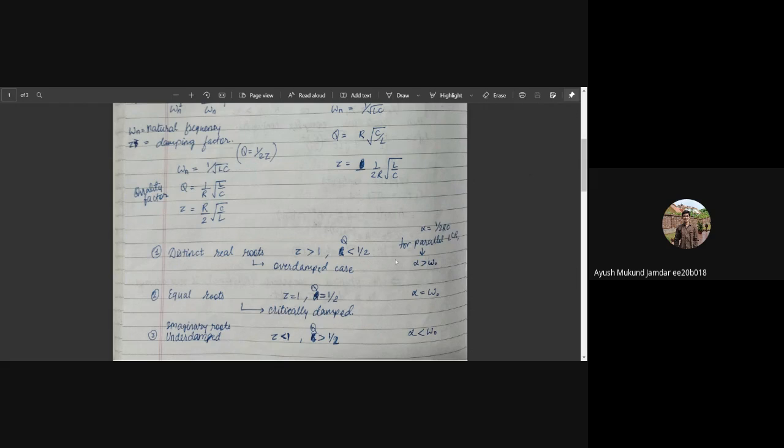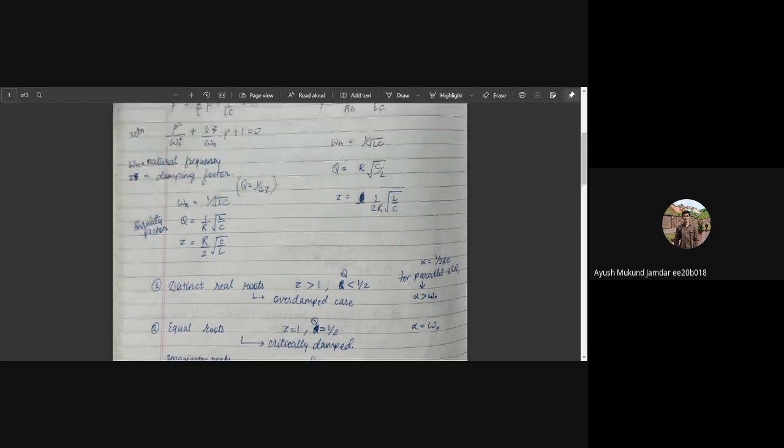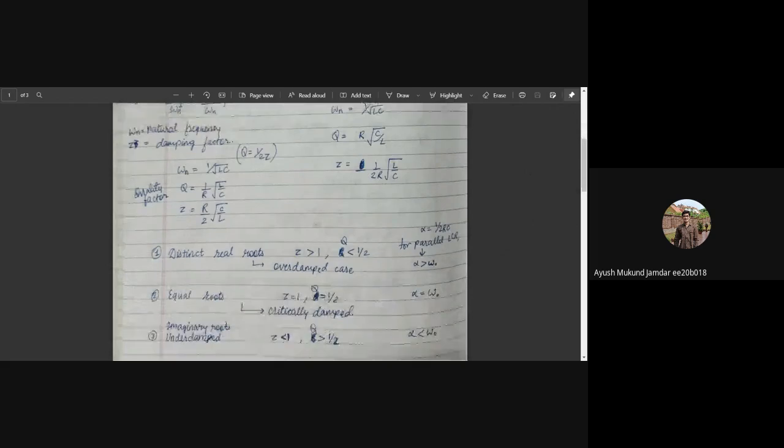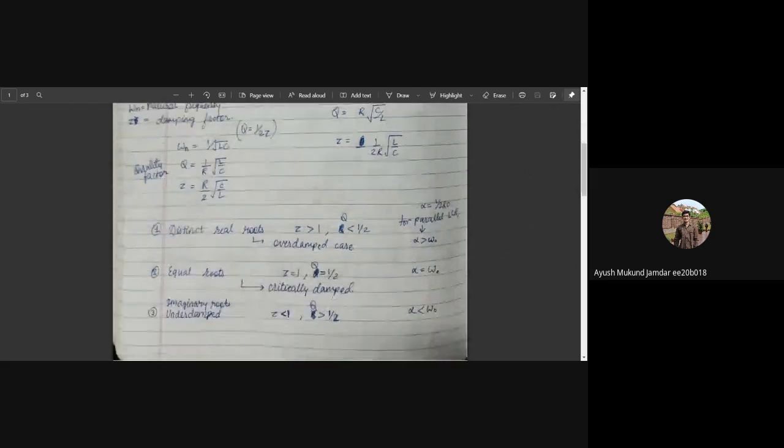Now there is one more quantity that we can define, that is alpha, 1 by 2RC for the parallel case, and similar for the series case as well, just with a different value. In the parallel case, it turns out to be 1 by 2RC, and in the distinct real roots case, alpha is greater than omega naught, that is greater than the natural frequency, and this is the overdamped case. Q turns out to be less than half.